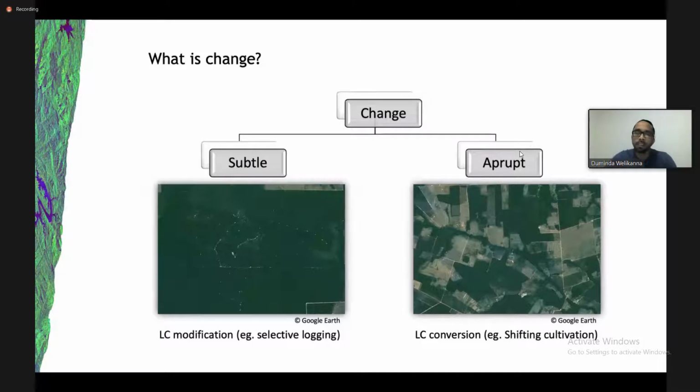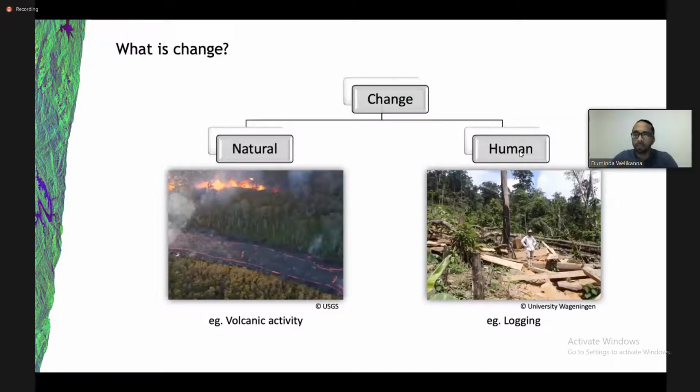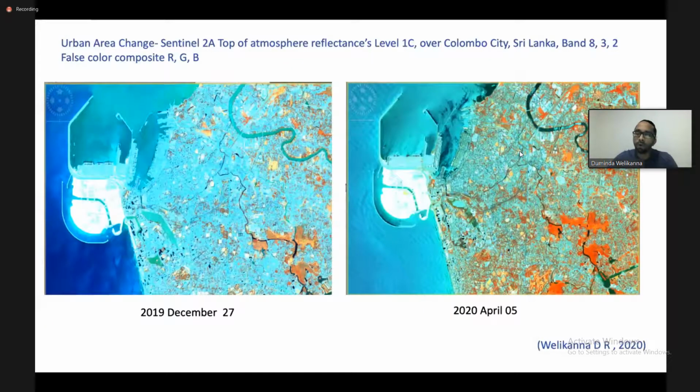For instance, if there is a disaster, we want to know the change. What happened before the flood and after the flood? What happened before the forest fire? What happened after the forest fire? The disaster can be natural or human-caused. So we want to know the damages. Damage is a change. So we want to know the changes.